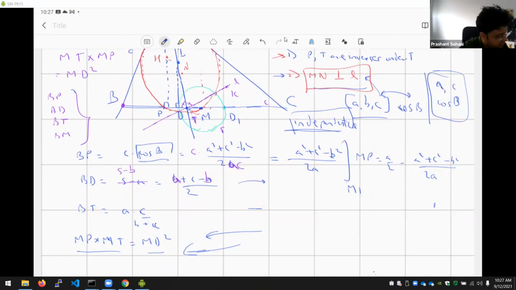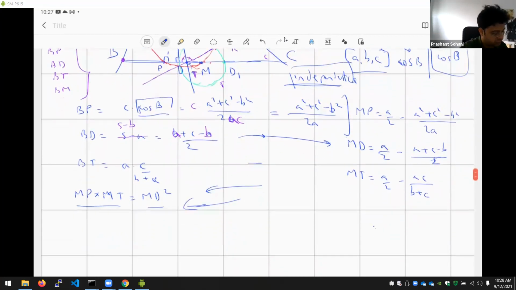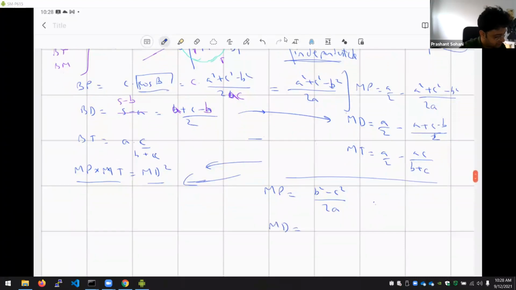So then from this we get MD is nothing but A by 2 minus A plus C minus B by 2. Okay, I think MT was correct. Okay, let me repeat the calculations again. So now I think there are more things cancelling out. So MP, if you see, A square will cancel out, so it will be simply B square minus C square upon 2A. Okay. Then MD is, again A by 2 will cancel, so this is simply B minus C by 2.